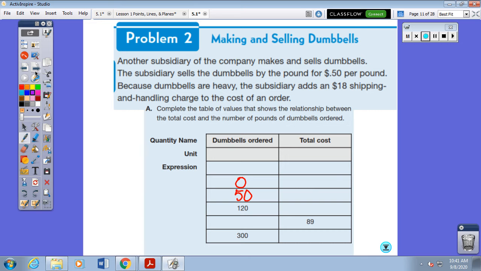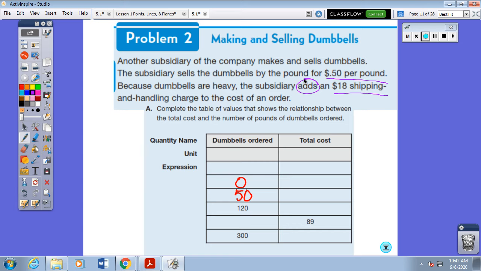All right, problem 2. Let's go ahead and take a look, and actually we're gonna skim through some of this. We have dumbbells that are 50 cents per pound. Because they're heavy, they add $18 shipping to it.